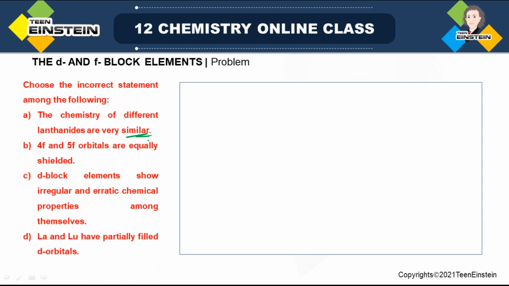So the chemistry of different lanthanides is actually similar. That is why, when we discussed the chemical properties, most of the time we expressed them with the term Ln, and that is possible because their chemistry is very similar. Then the next point, 4f and 5f orbitals are equally shielded. Now it is not possible that 4f and 5f are equally shielded, and that we have also discussed. Fine.